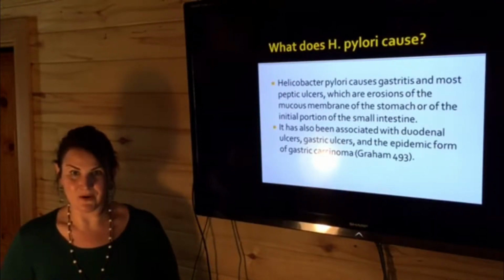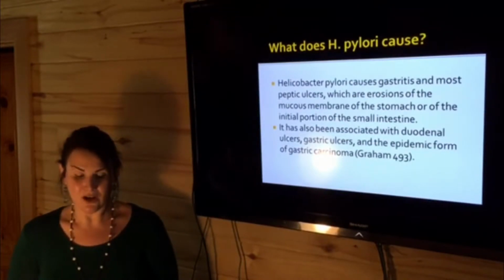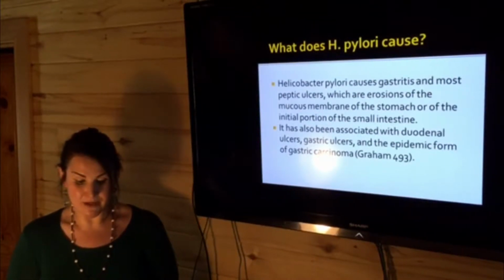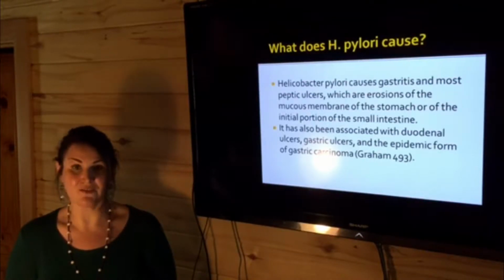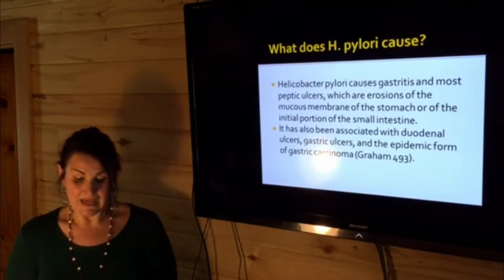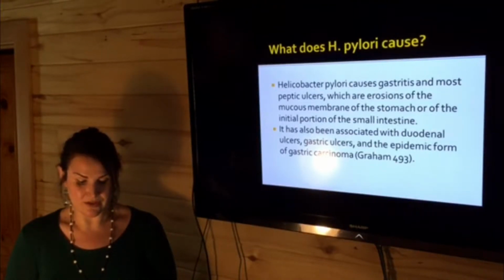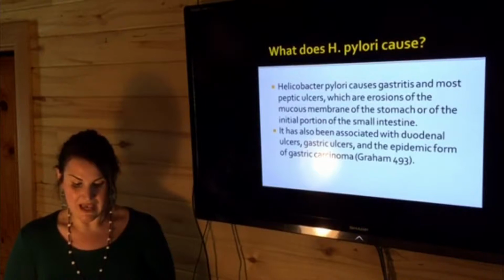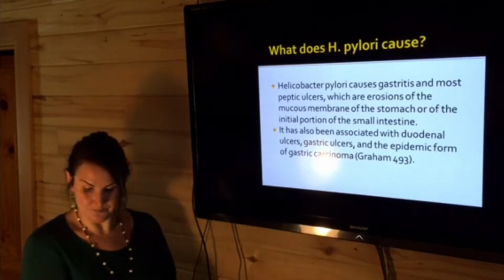What does H. pylori cause? Helicobacter pylori causes gastritis and most peptic ulcers, which are erosions of the mucous membrane of the stomach or of the initial portion of the small intestine. It has also been associated with duodenal ulcers, gastric ulcers, and the epidemic form of gastric carcinoma.